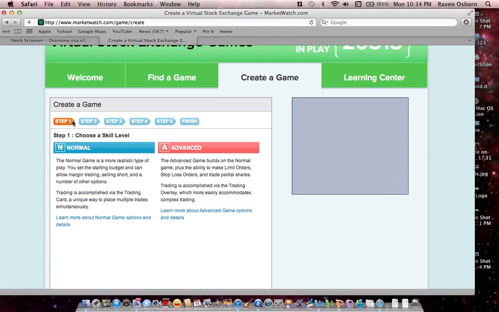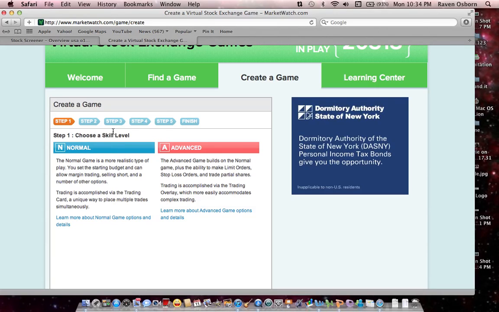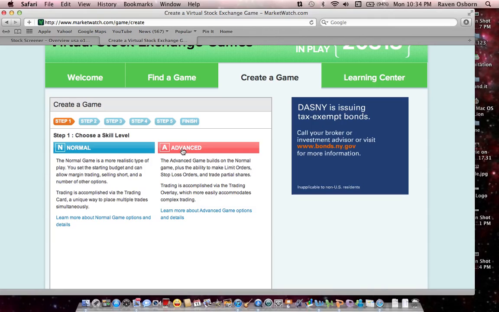Now, the first thing that you have to do when you're creating a game is choose a skill level. I suggest that you play Advanced. Advanced gives you more options, like the ability to make limit orders and stop loss orders, which I think is critical information. Normal would be probably for kids, what I consider normal level. Advanced level is a real thing, and we're learning that stuff, so I think it'd be really good to apply it. They also have a little learning center here.